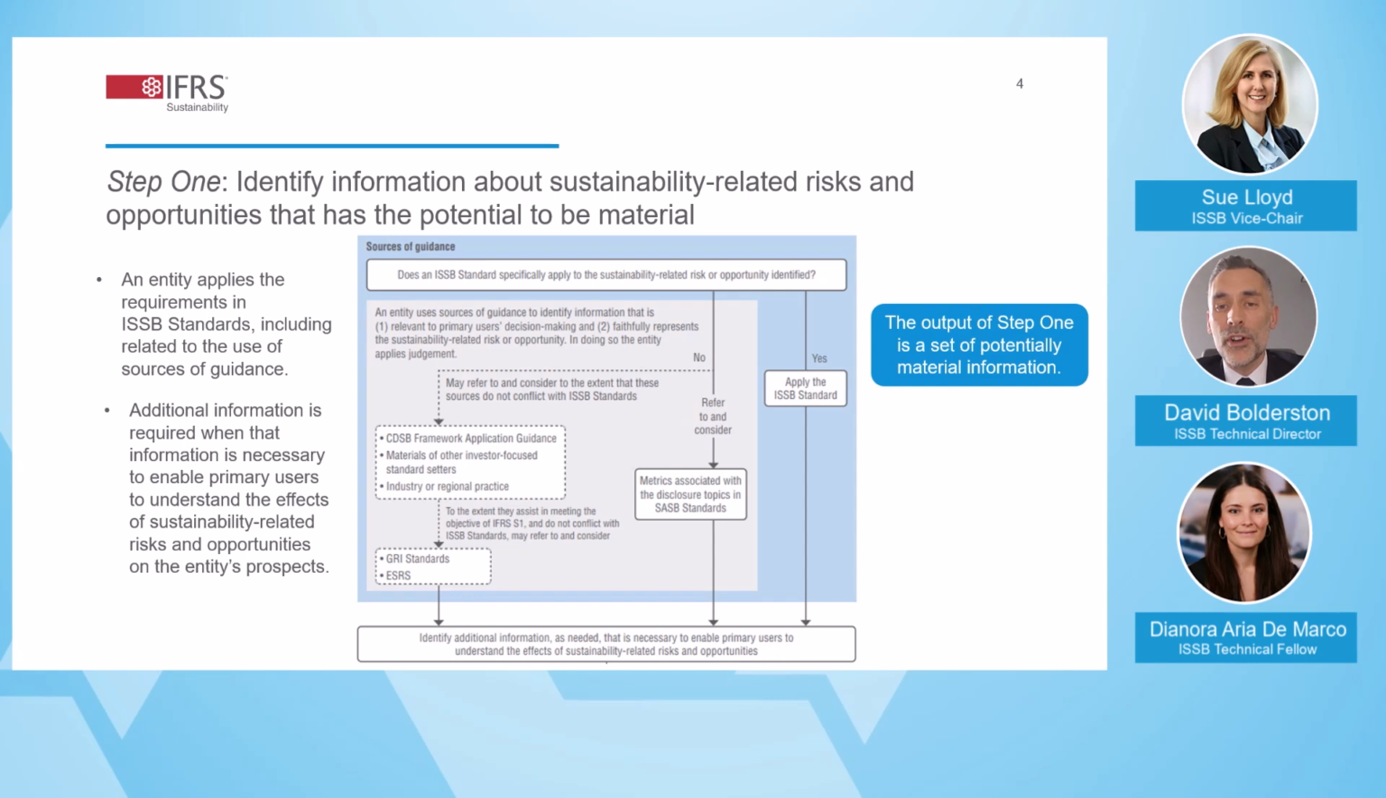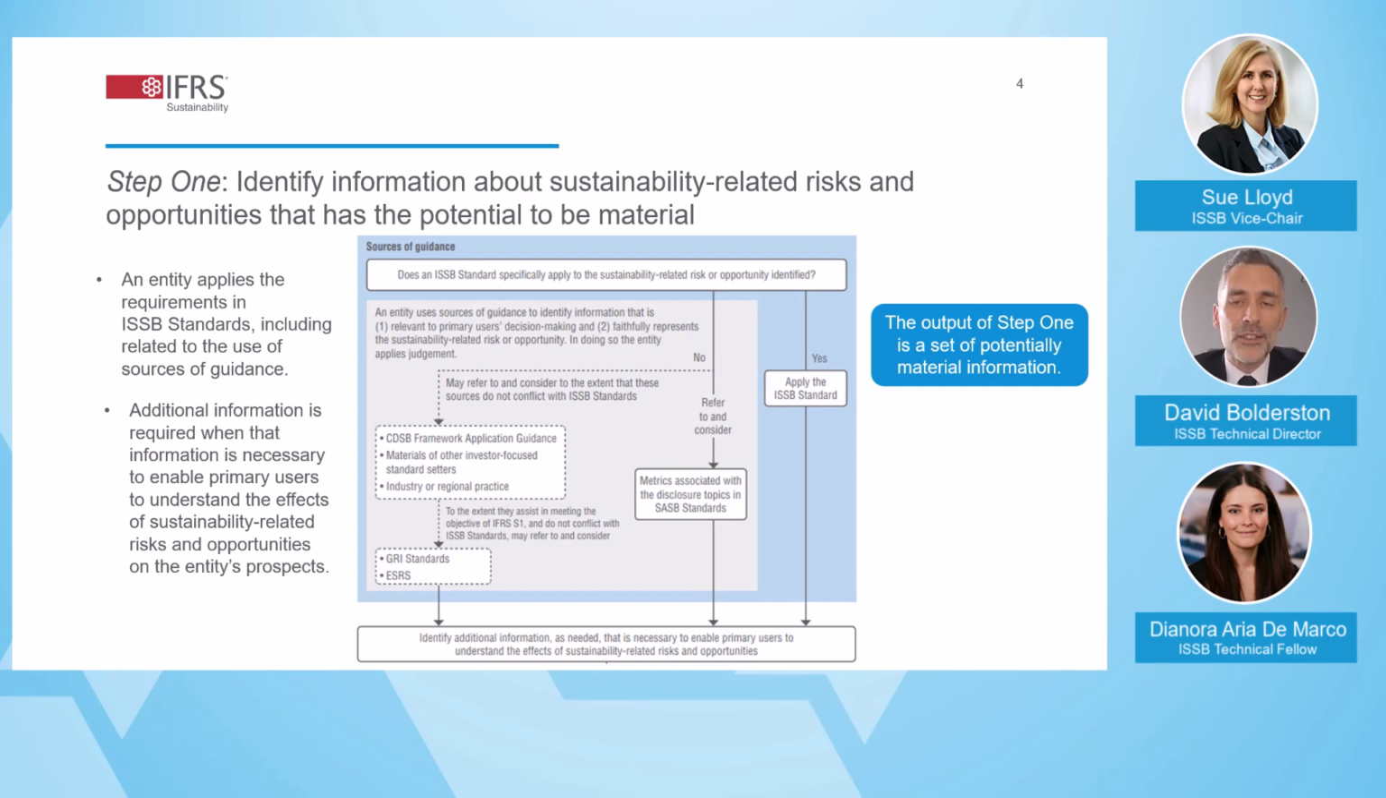In the absence of an ISSB standard that applies to a specific sustainability-related risk or opportunity that an entity has identified, an entity applies judgment to identify information to disclose about that risk or opportunity that is relevant to the decision-making of primary users and faithfully represents that sustainability-related risk or opportunity. In making this judgment, the entity applies the requirements about using alternative sources of guidance. So this is the middle grey box of this diagram here.